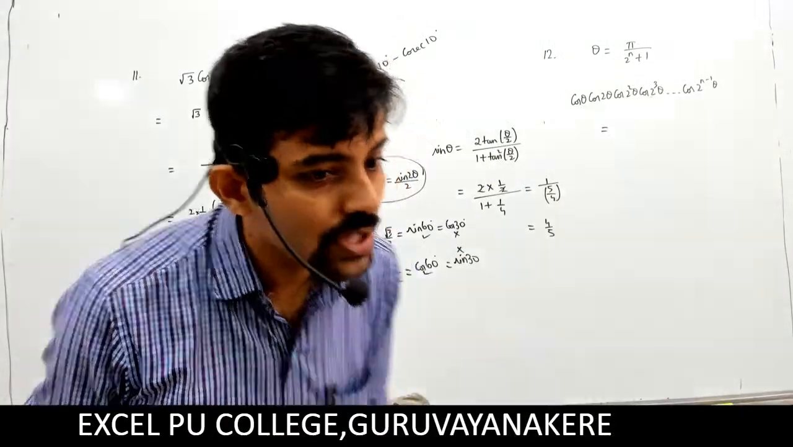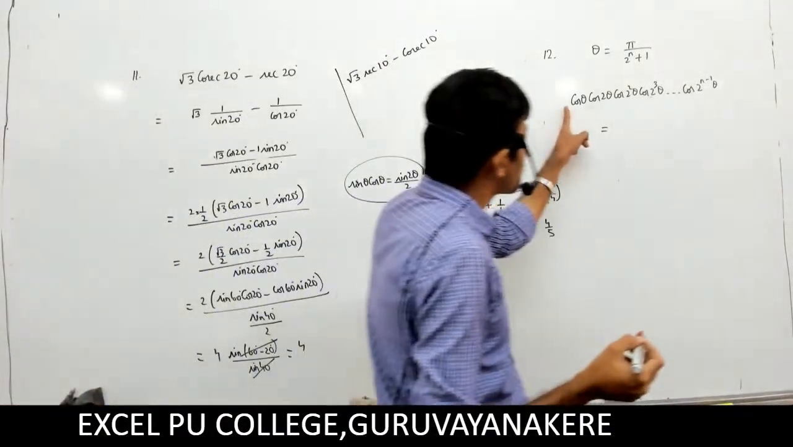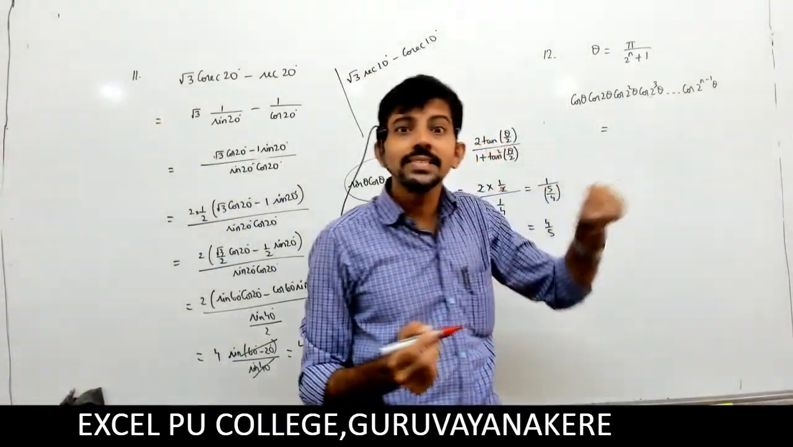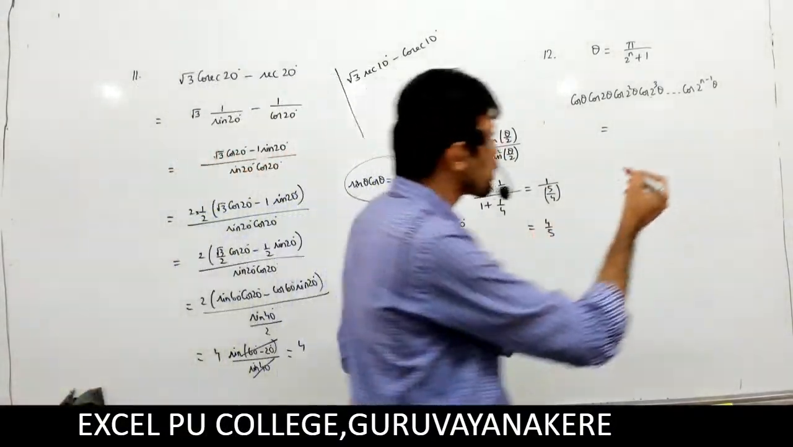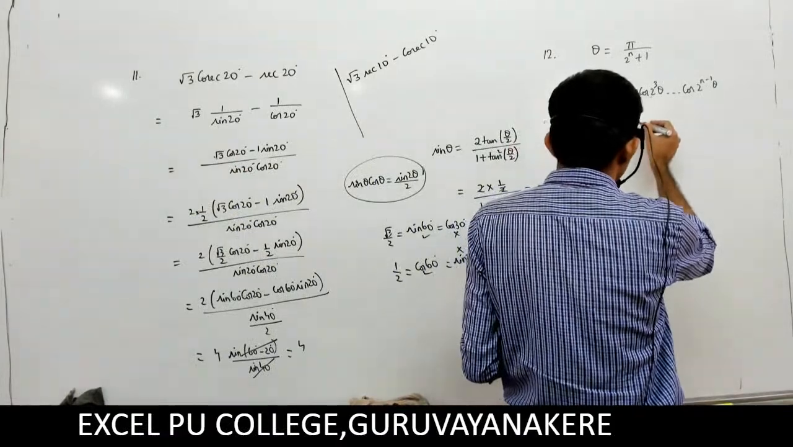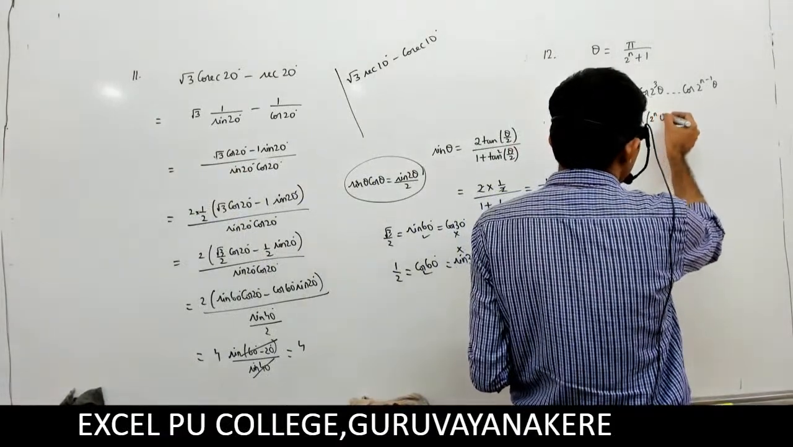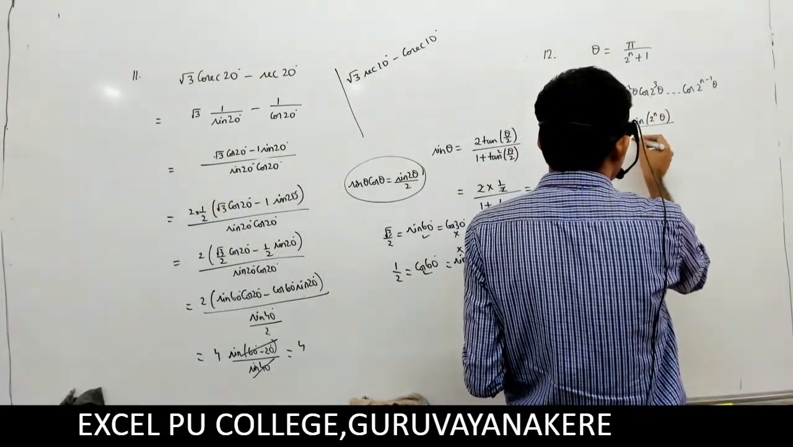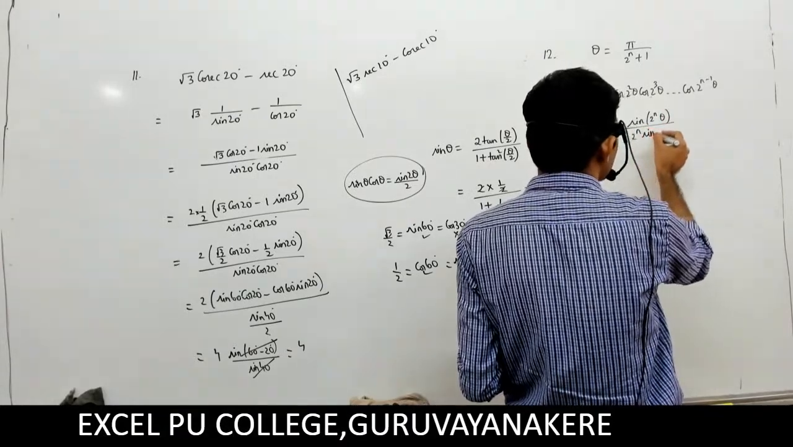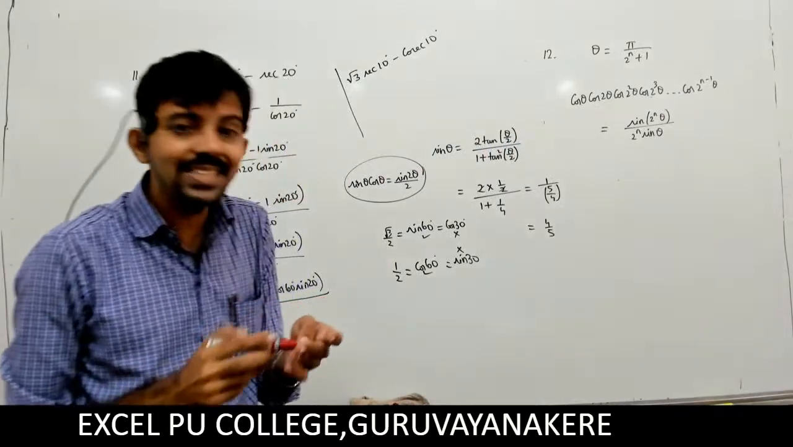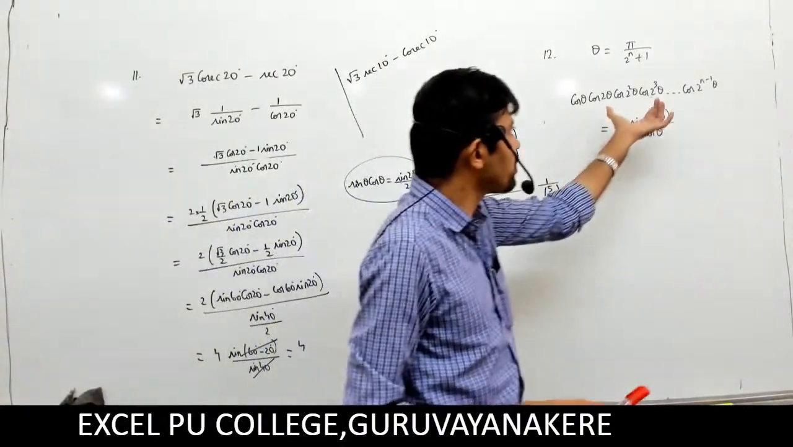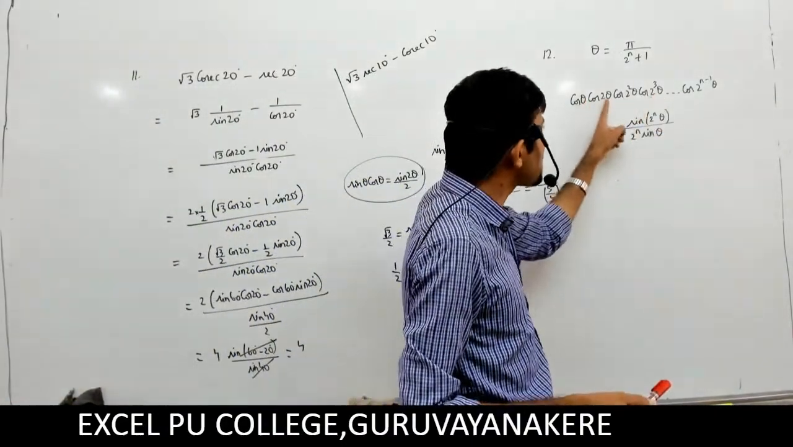This will be equal to how much? Know this expression? This is equal to sine of 2 power n theta divided by 2 power n into sine theta. This is also an important formula. Please learn this. Here the angles are in GP.